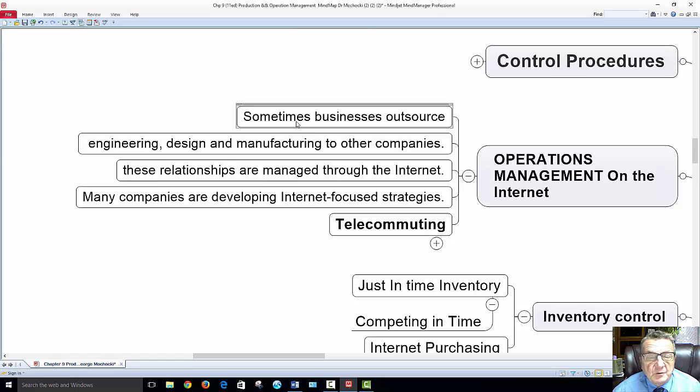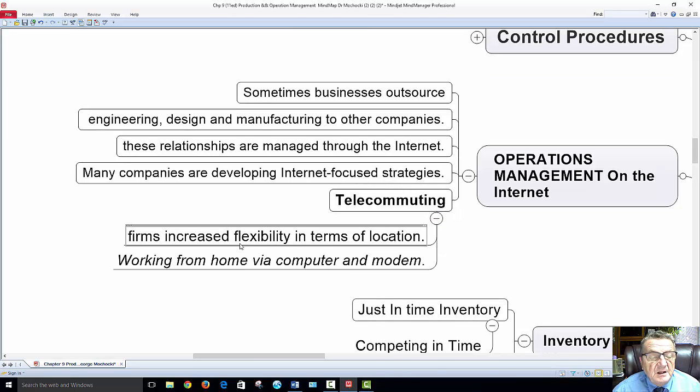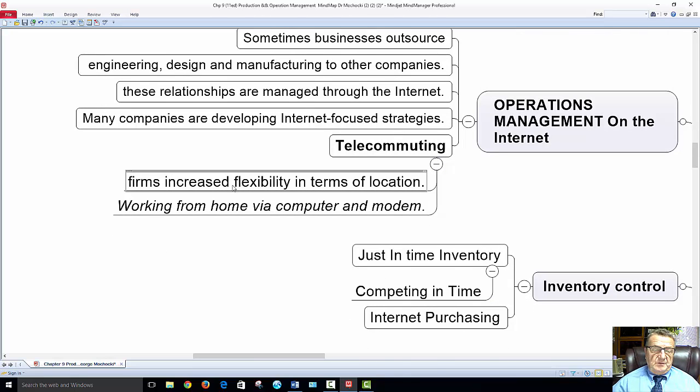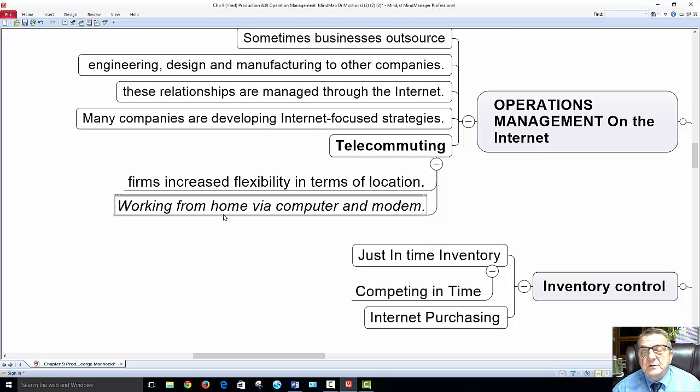Sometimes a business outsources engineering, and designs are manufactured at other companies. These relationships are managed through the internet. Many companies have developed an internet strategy. Okay, so telecommunicating: firms increase flexibility in terms of location, working from home via computer.